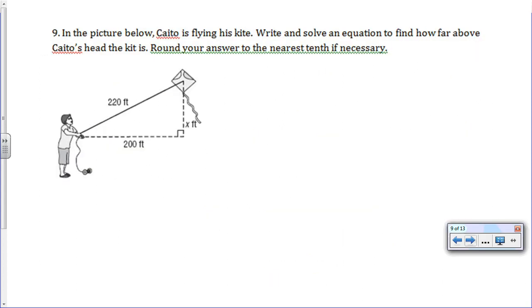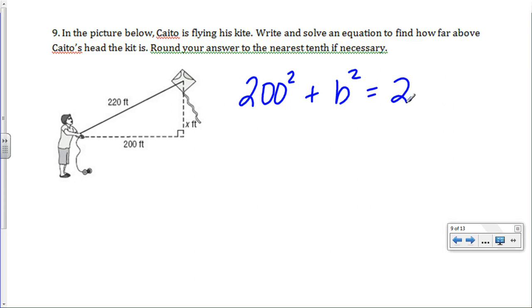All right, number 9. In the picture below, Cato is flying his kite. Write and solve an equation to find out how far above Cato's head the kite is. Round your answer to the nearest tenth if necessary. Alright, so if we look at our picture, our slanted line, which is our hypotenuse, is 220 feet. The length straight out is 200. We need to find how far above his head that kite actually is. That means we want to find a leg. So we would set up whatever our missing leg is. So we would set up that equation. Now we'll simplify it.